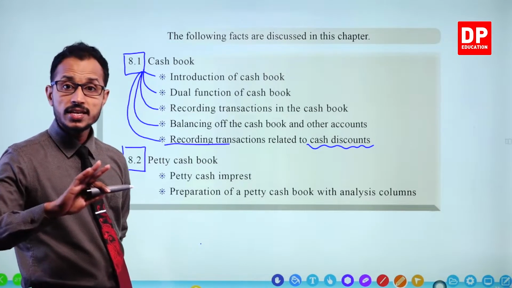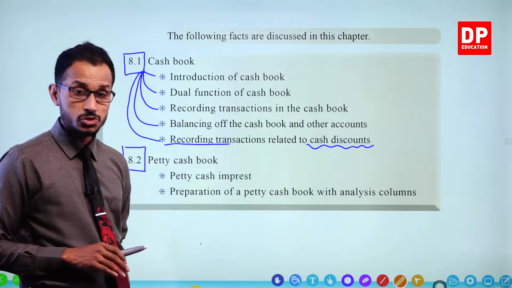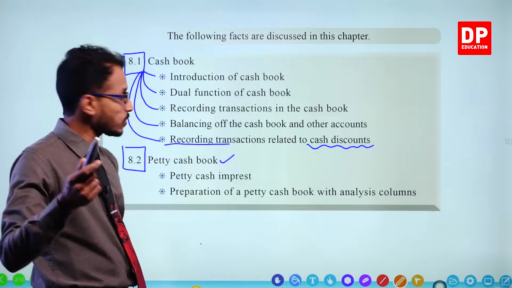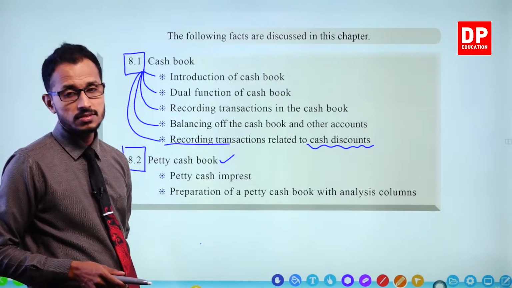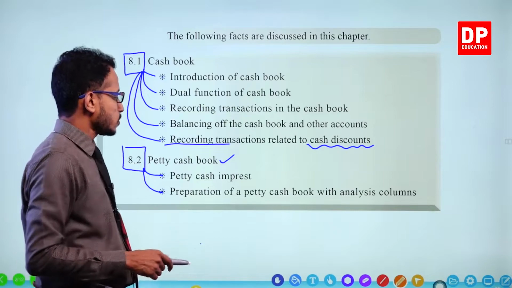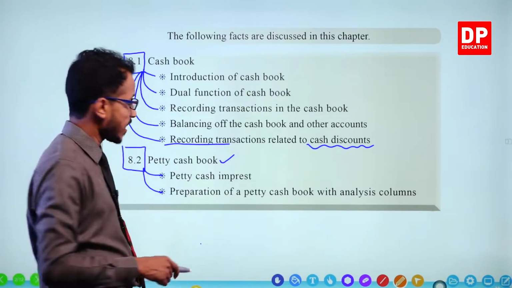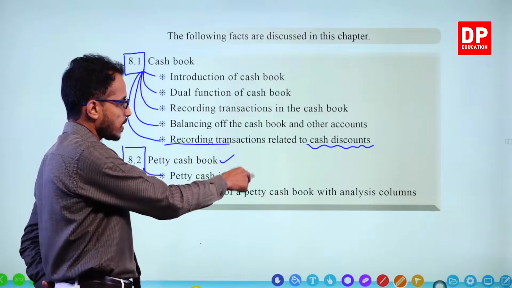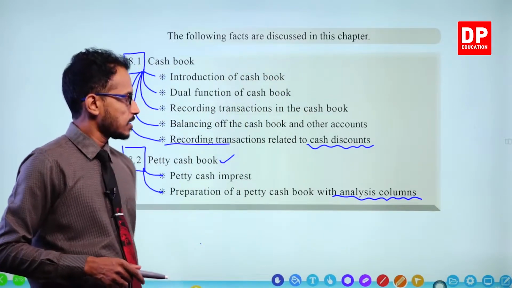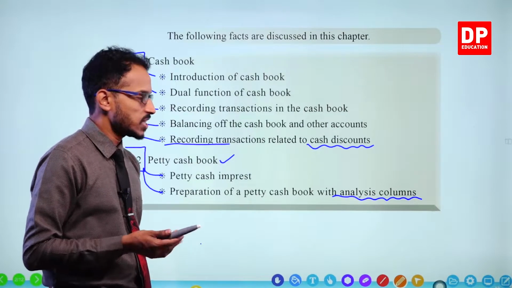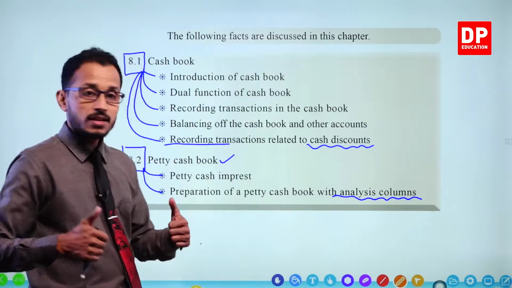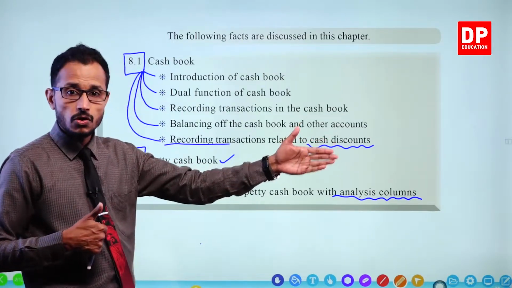Then we have the next chapter, which is the petty cash book. That is also something that we have already got the introduction to. We know what transactions are recorded in the petty cash book, and we know what is the source document which is relevant to this. Two subparts: petty cash imprest and preparation of a petty cash book with analysis columns. Some say analysis, some say analysis, it doesn't matter. Right, shall we move on.